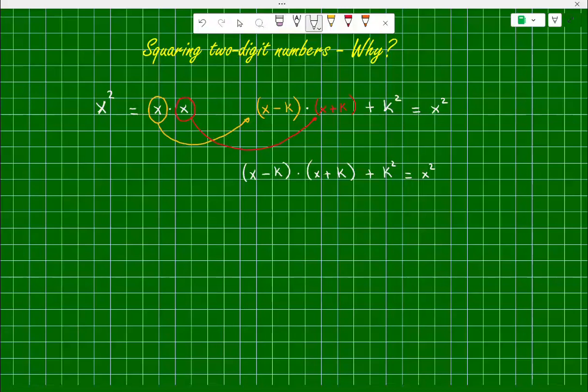If you like algebra, you can FOIL this out and simplify it. After you FOIL this out and simplify, the left side of this equation will become the right side. So this equation is an identity, and that's the justification for the method. But in this video, I'd like to show you a way to think about this identity a little bit more geometrically.